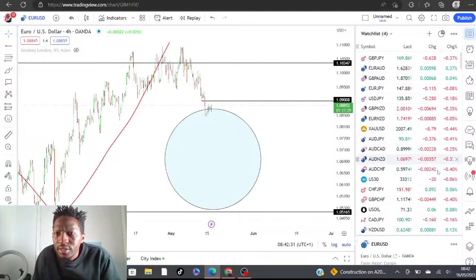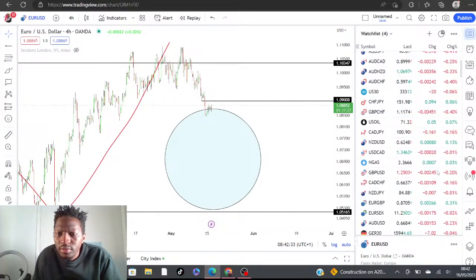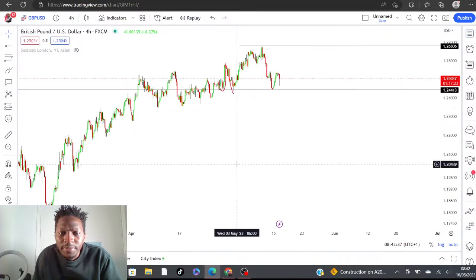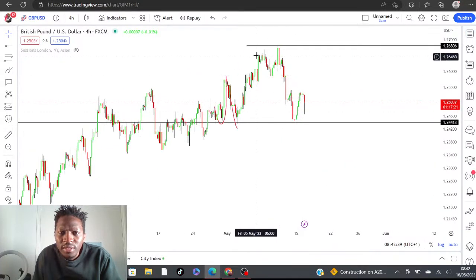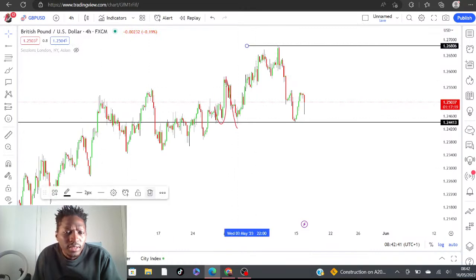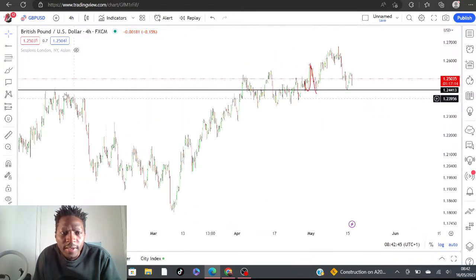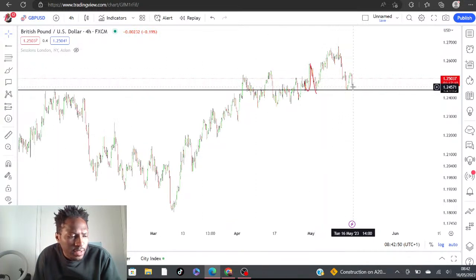So let's look at the pound. I think I looked at the pound yesterday. Yeah, I looked at the pound yesterday. I told you guys we have come into a previous structure here, where the market has broken and is coming back to retest that structure.